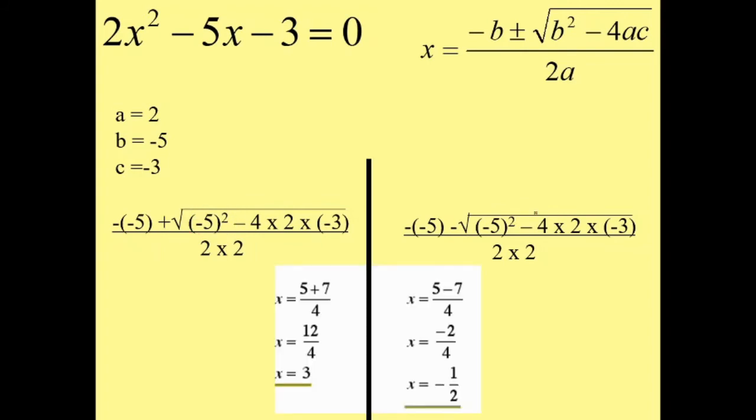Everything underneath my square root on both sides becomes 7, but one becomes a minus 7, one becomes a plus 7. Okay, so I've got, and it's a minus 5, which makes it a plus 5. So I've got 5 plus 7 is 12. And on the other side, I've got 5 minus 7 is negative 2. Both times I'm dividing by 4, and I've got 3 and minus a half. And if you don't trust this answer, you can substitute back into your original equation just to check.